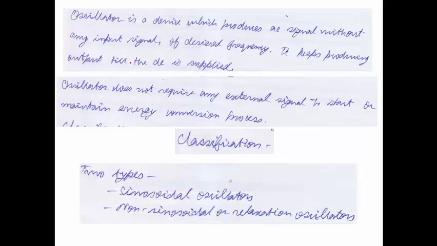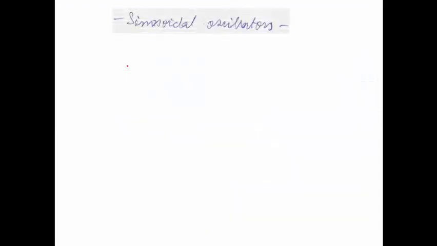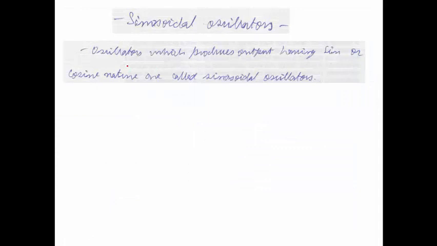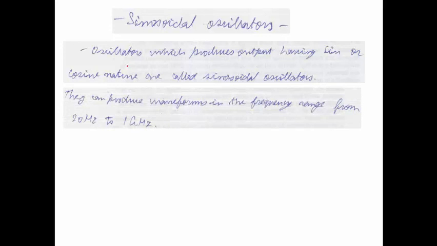Now, generally we classify oscillators into different types. The two prominent types are sinusoidal oscillators and non-sinusoidal oscillators, or relaxation oscillators. First, we'll discuss sinusoidal oscillators. These are oscillators which produce output having sine or cosine nature. They are the most popular oscillators used all around the world, because sinusoidal waveforms are the most basic waveforms used in signal processing applications. They produce waveforms in the frequency range from 20 hertz to 20 gigahertz, which is the range supported by sinusoidal oscillators.